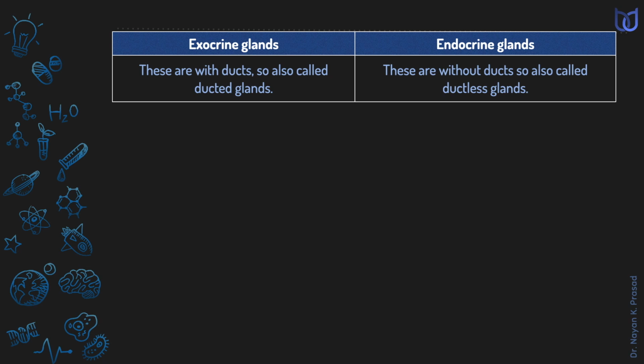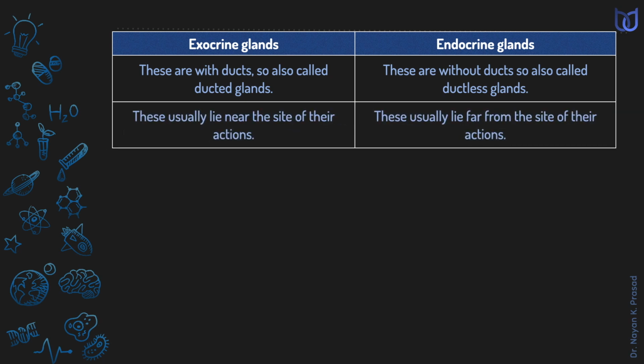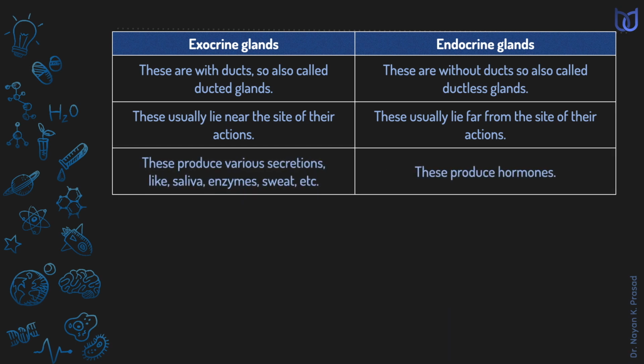You may think, what is a duct? In fact, ducts are tubes or pipelines through which secretions or materials can be transported. So duct-bearing glands are exocrine glands and ductless glands are endocrine glands. Exocrine glands usually lie near the site of their action. However, endocrine glands lie far from the site of their action. Exocrine glands produce various secretions like saliva, enzymes, oil, sweat, etc. However, endocrine glands produce hormones.